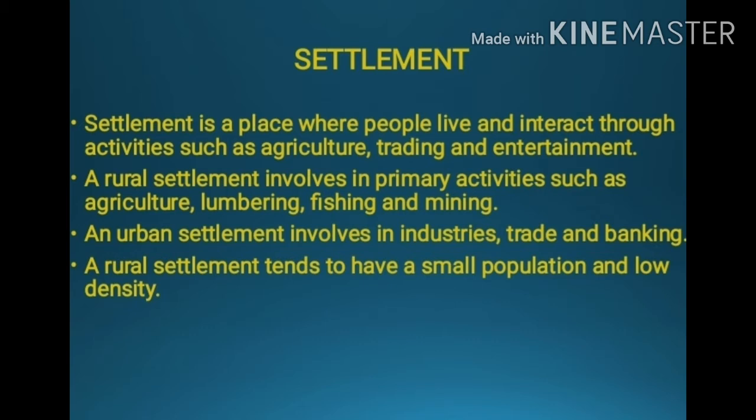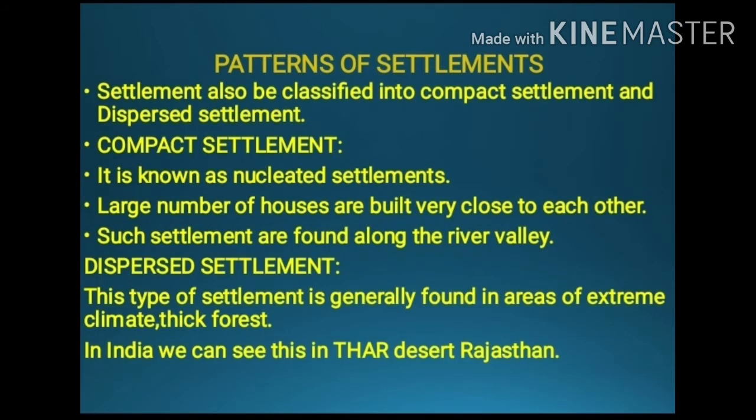Rural settlements tend to have a small population and low density. So the rural settlement will have fewer people with a low density. The next thing we are going to see is patterns of settlement. Settlement can be classified into compact settlement and dispersed settlement. First, compact settlement. Compact settlement is also known as nucleated settlement. It means a large number of houses are built very close to each other.